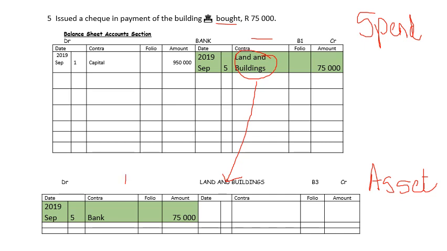An asset increases on the debit side, decreases on the credit side. If you buy a building, land and buildings will increase. So you write on the debit side of land and buildings the date and the amount. Contra is bank. There is the bank account. Once again, double entry principle. One account was the credit, the other account was the debit.